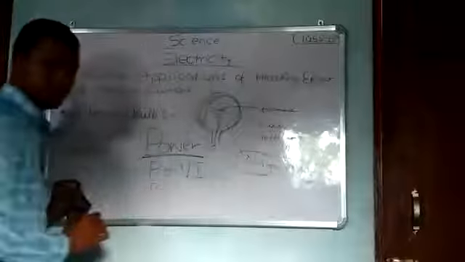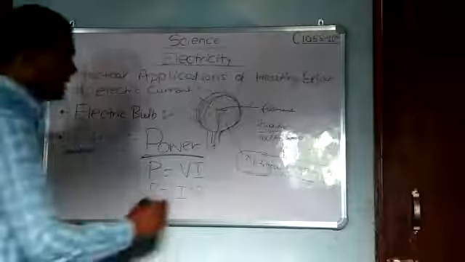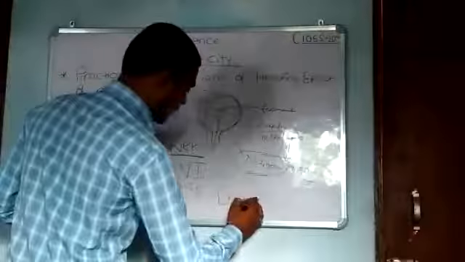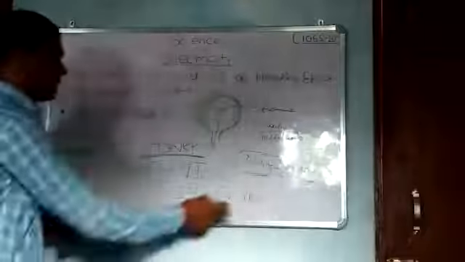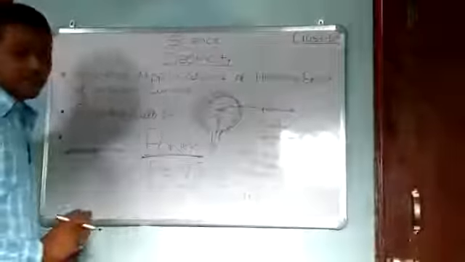See. P is equal to I square R. I square R. Because V is equal to IR. So this I and this I become I square and this R is R. I square R.